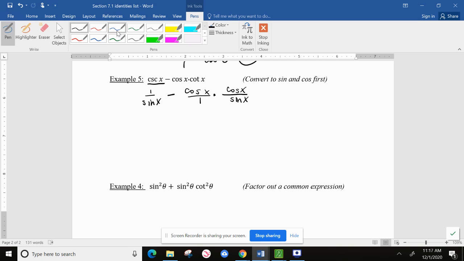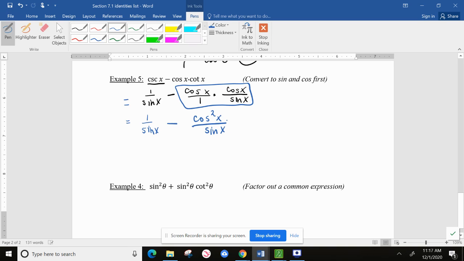All right, now, what we want to do is clean up this little section right here, because there are two fractions there, and that just needs to be cleaned up. Okay, so let's bring down 1 over sine, and then let's multiply these two fractions. So when we multiply straight across, cosine times cosine is cosine squared, all over 1 times sine is a sine.